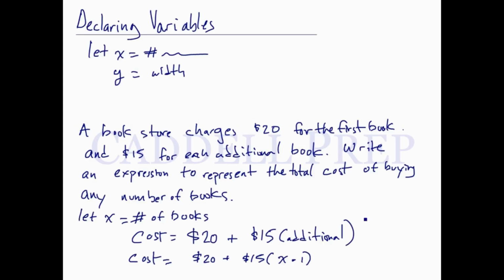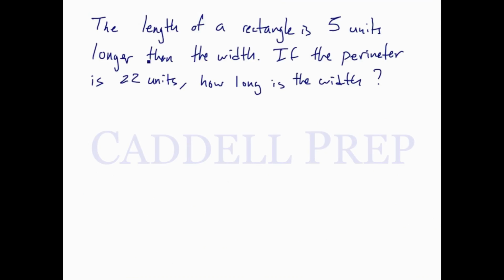So for example, if we bought 10 books, the cost is going to be 20 plus 15, not times 10, but times the 9 additional. That's why we have to use one less here. Let's look at another example. The length of a rectangle is 5 units longer than the width. If the perimeter is 22 units, how long is the width?